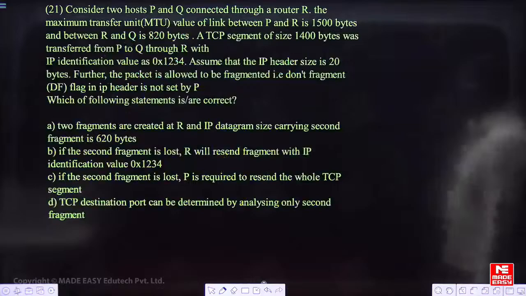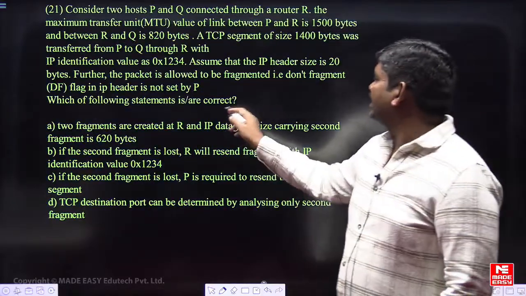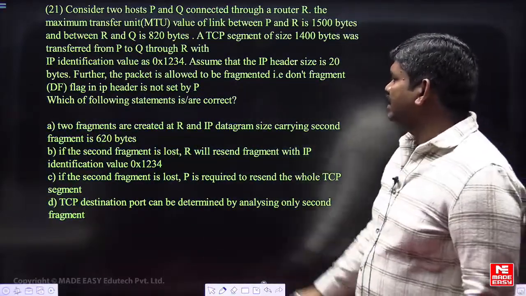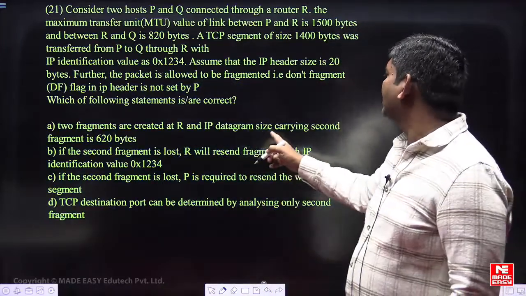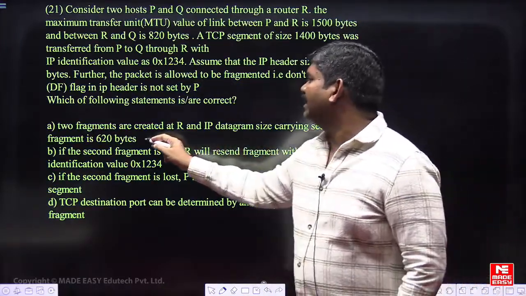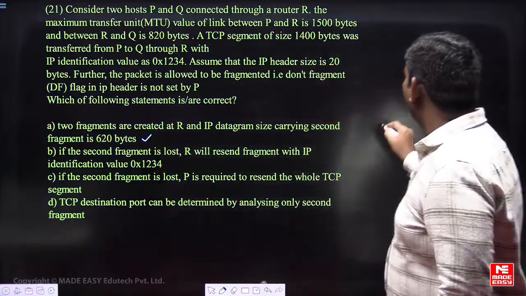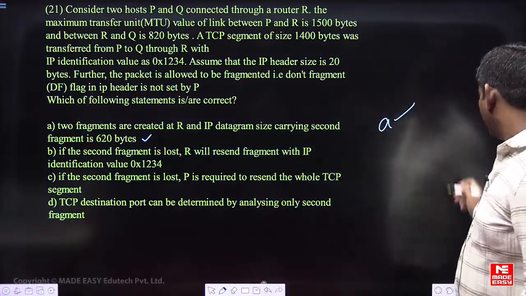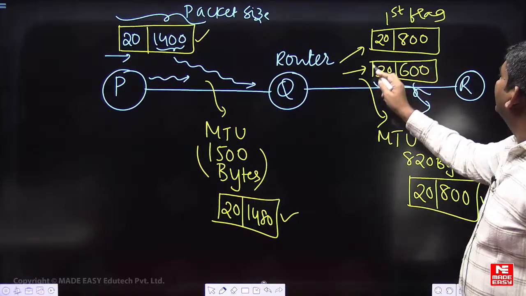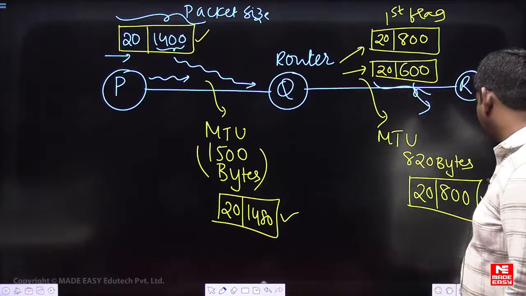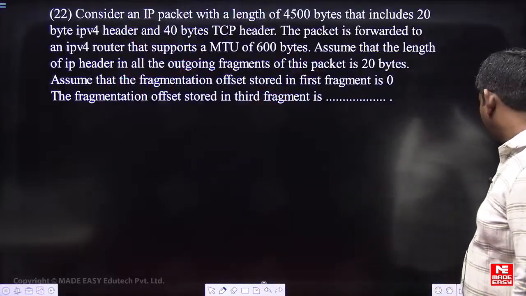Anyway, read the question further. Which of the following statements are correct? See option A: two fragments are created at R and the IP datagram size carrying the second fragment is 620 bytes. Obviously, here A is correct, na. How? We have analyzed that the second fragment occupies 620 bytes.